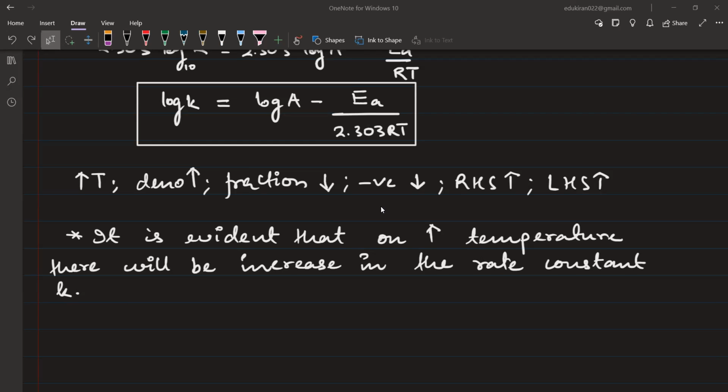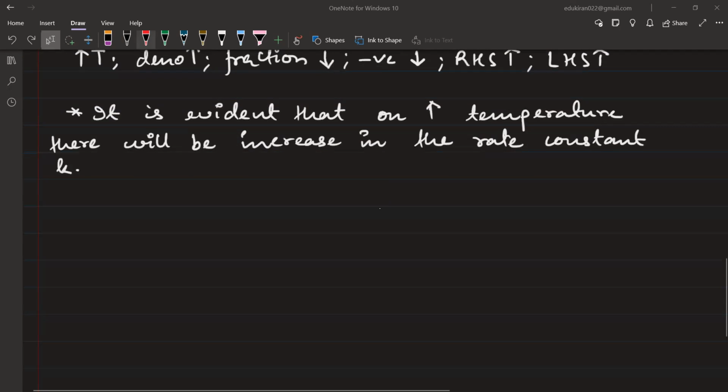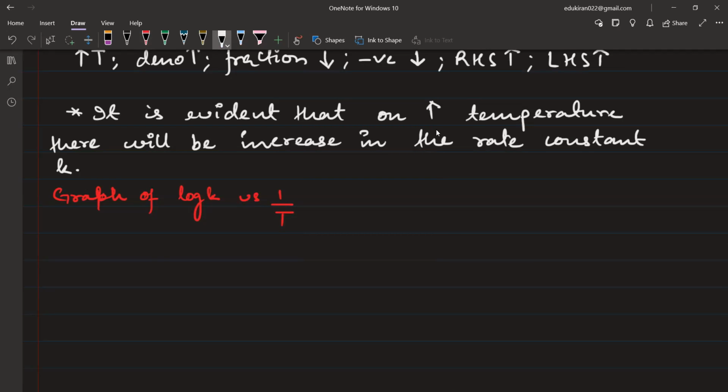Now we'll plot a graph between log K and 1 by T. Please write. First of all, we'll write the equation. What is the equation that we are going to use? We are going to use log K is equal to log A minus Ea upon 2.303 R into 1 by T. We can write it like this, I'm just writing this T separately.